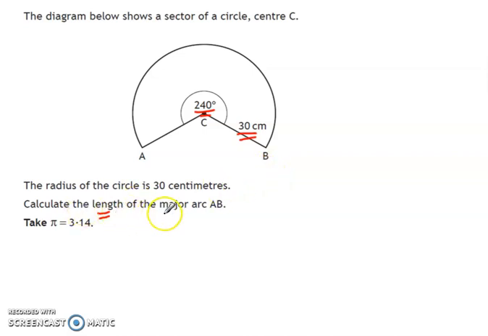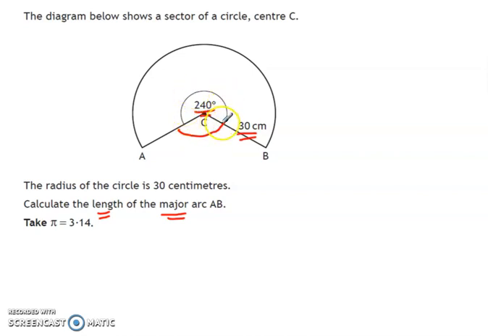We also have to take into account the fact that the question asks for the major arc. Now major arc is the bigger of the two arcs. So we've got one arc that goes all the way around here and one that goes here. Now this little one here is called the minor arc, the bigger is called the major.